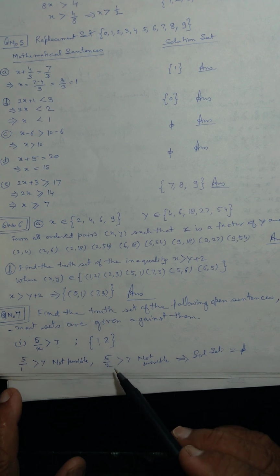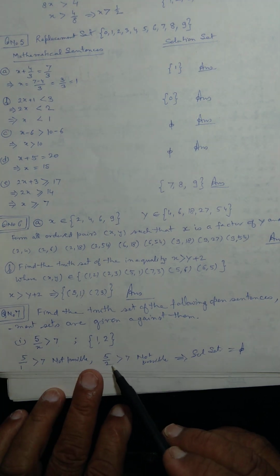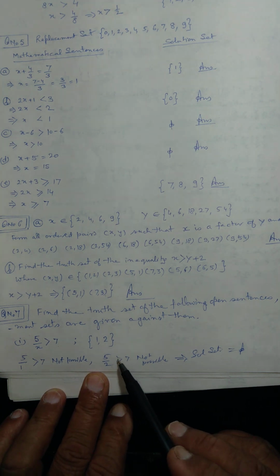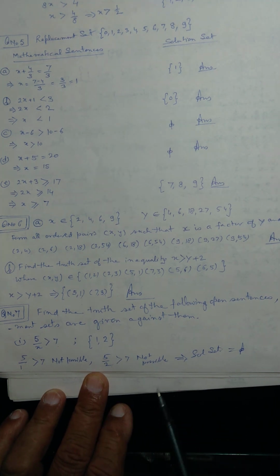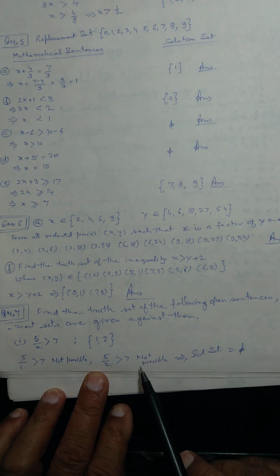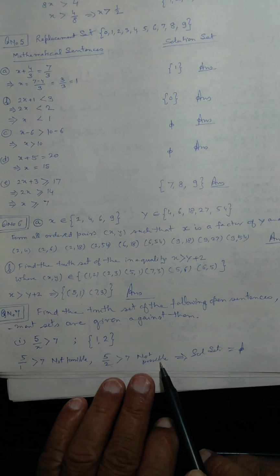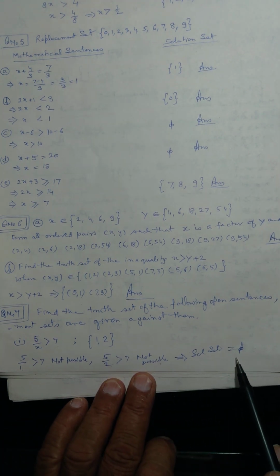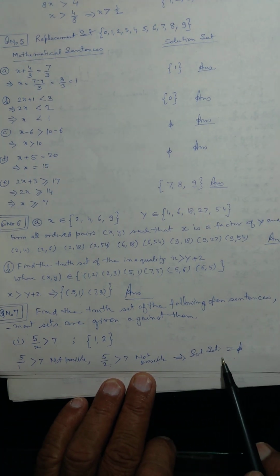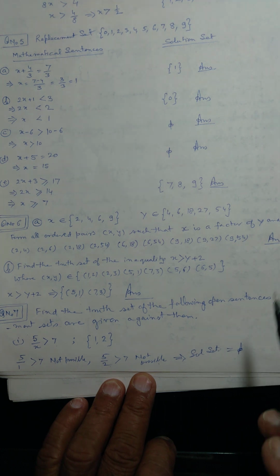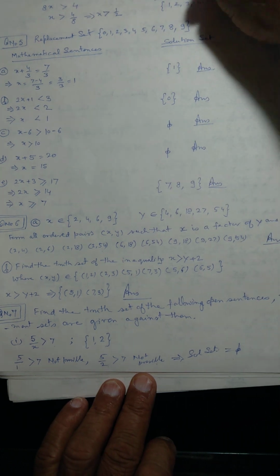Now you see in the second case, 5 by 2 again is not greater than 7. So not possible again. Therefore, the solution set is phi, means empty set will be there.